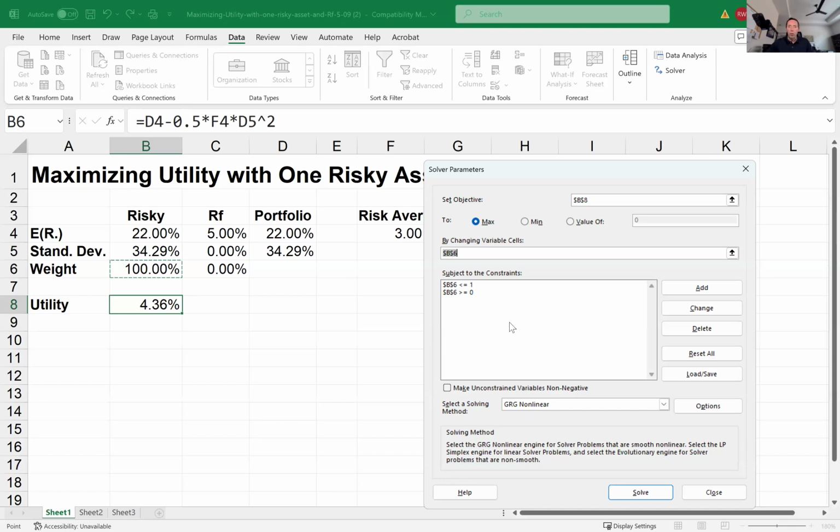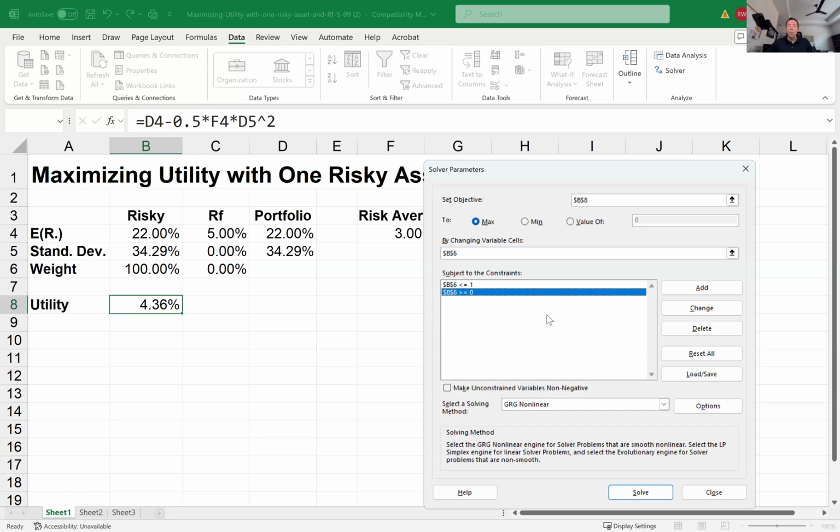So how can you do that with constraints? Okay, if you want to do it with constraints, you do something like this. We say that cell B6 is going to be less than or equal to 1. Well, what's cell B6? That's the weight on the risky asset. And cell B6 has got to be greater than or equal to 0.